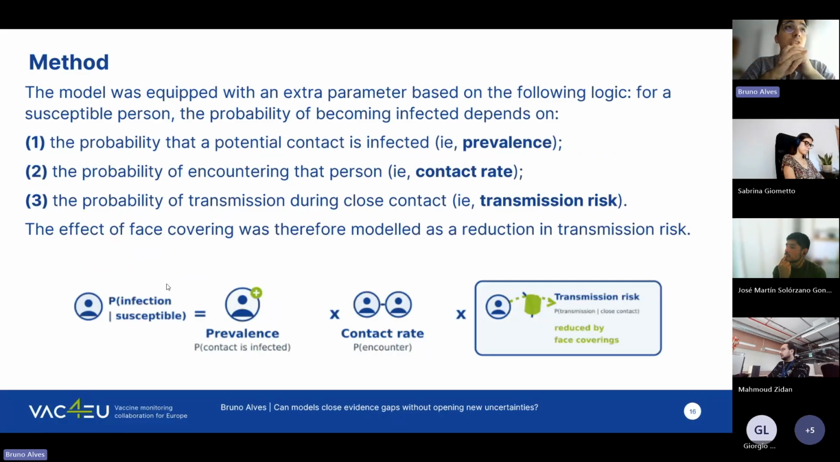For the adaptation of the DCM COVID-19, I would like to show you this equation. I created this picture to better explain it. They tried to model specifically the risk of transmission because they considered that the probability of becoming infected depends on three parameters: the prevalence, the contact rate, and the transmission risk. And they consider that face coverings will reduce the transmission risk.